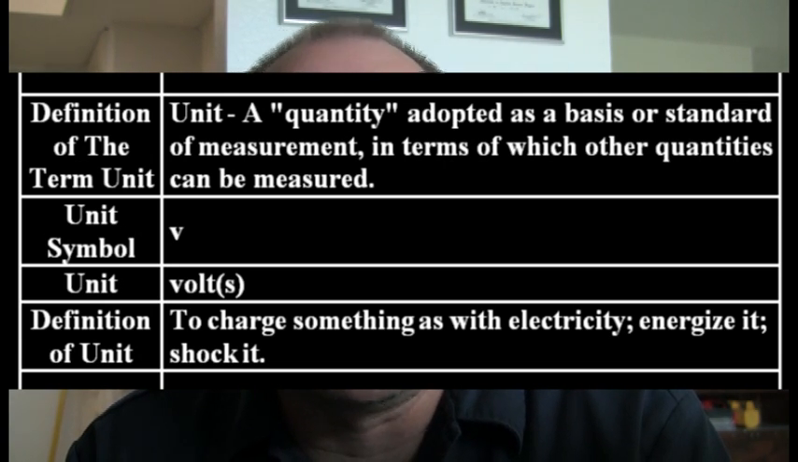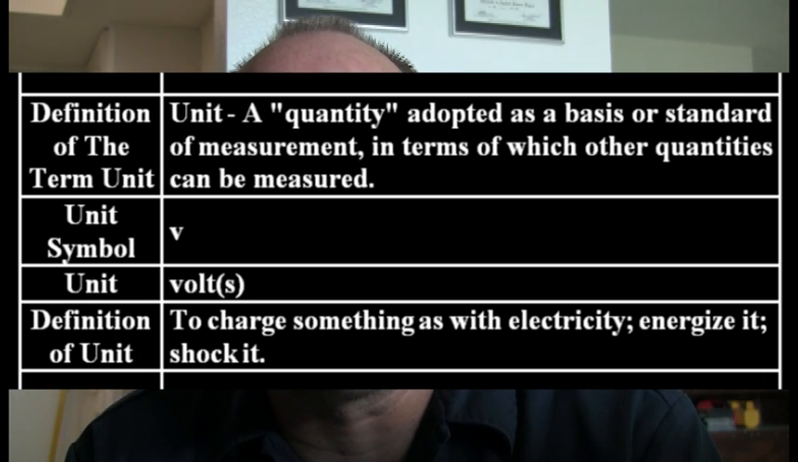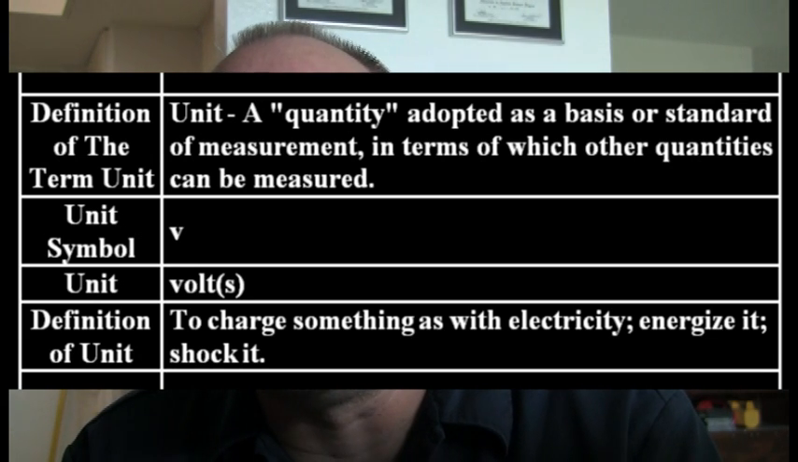So you come down here to unit symbol, and it's a small v. That stands for volts. So if you have 1 volt, it would be volt. If you have more than one, it would be plural, which is volts. Okay, and then let's come down to the definition of what volt is.